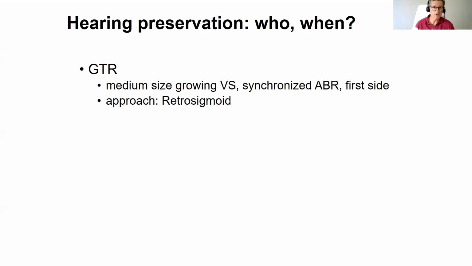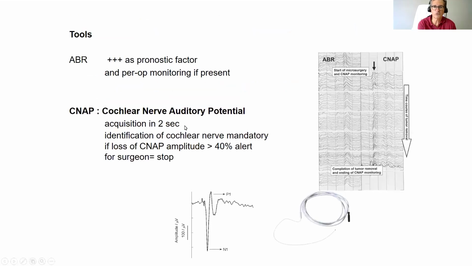Hearing preservation, it's gross total resection. When are we trying, in fact, to preserve hearing? It's when the tumor has a medium size and is growing with synchronized ABR on the first side. And we use a retrosigmoid approach.